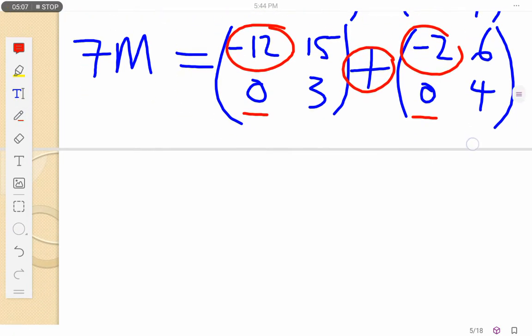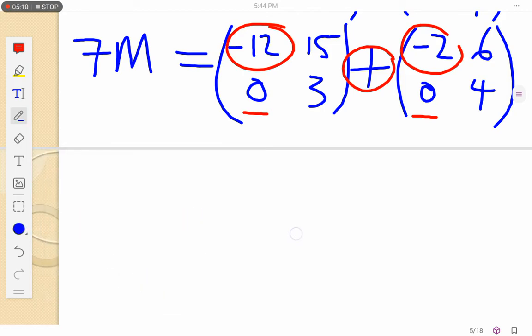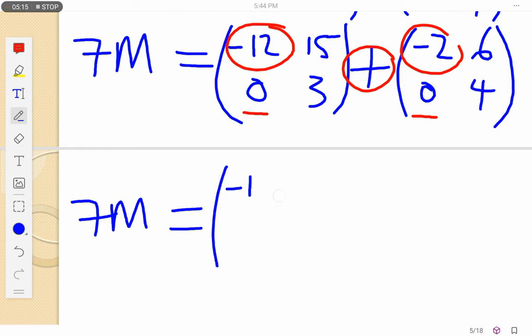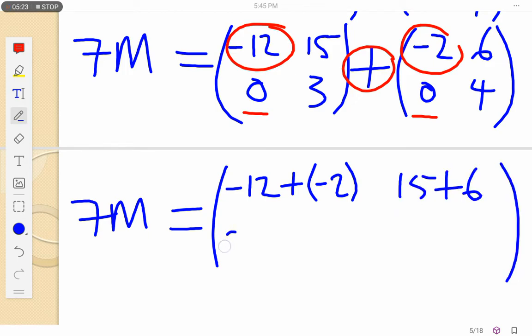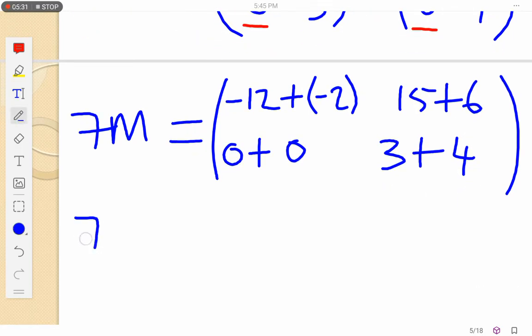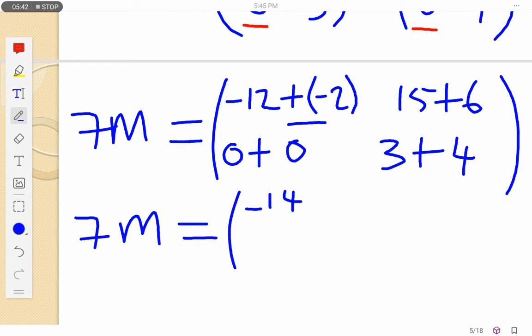Okay, let's do that. So we have our 7m is equal to, so I'll have minus 12 plus minus 2. Okay, then I have 15 plus 6 that side. Then I have 0 plus 0 and 3 plus 4. Okay, let's simplify that. We will get minus 12 plus minus 2 there, we get minus 14. Okay, 15 plus 6, we get 21. Then here 0 and here 7.